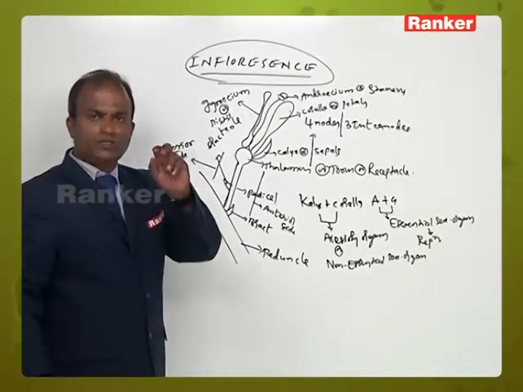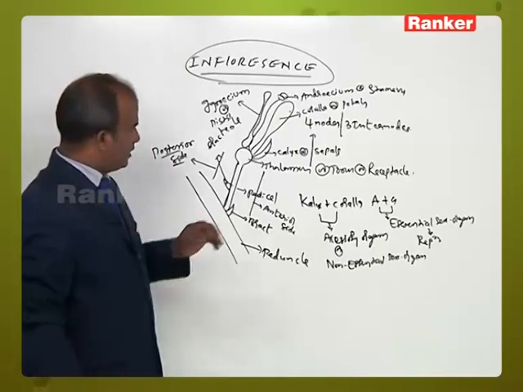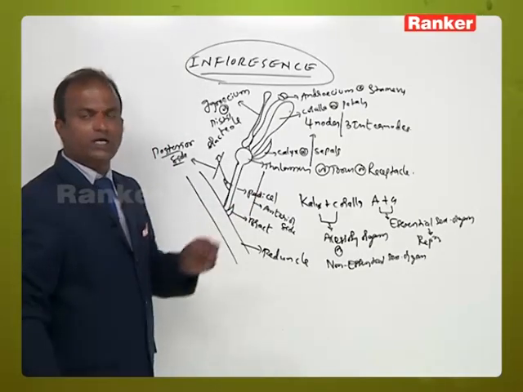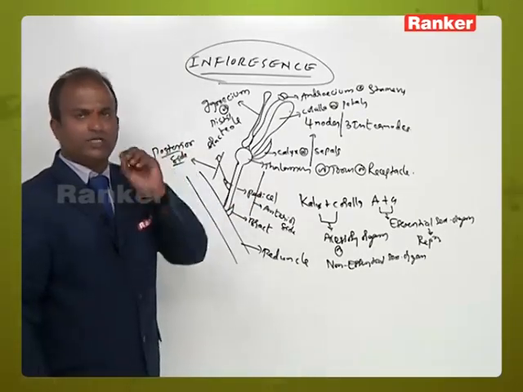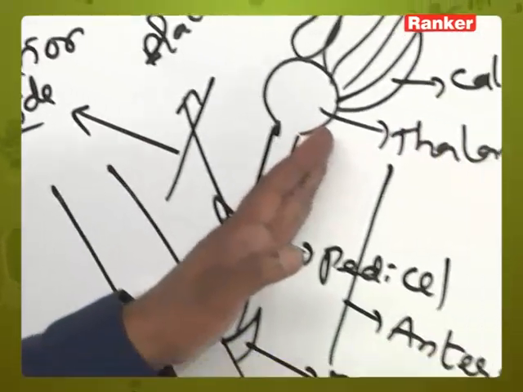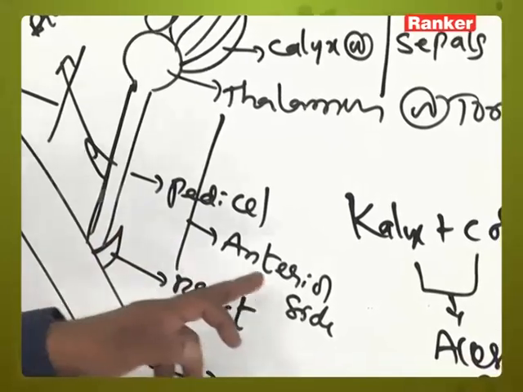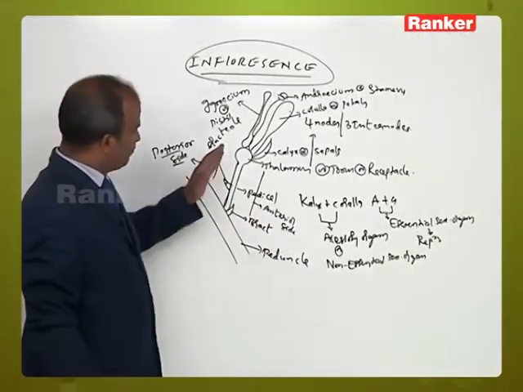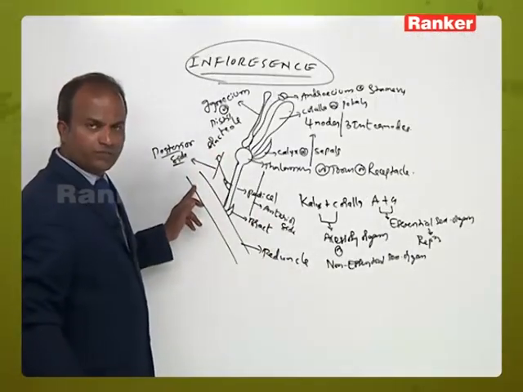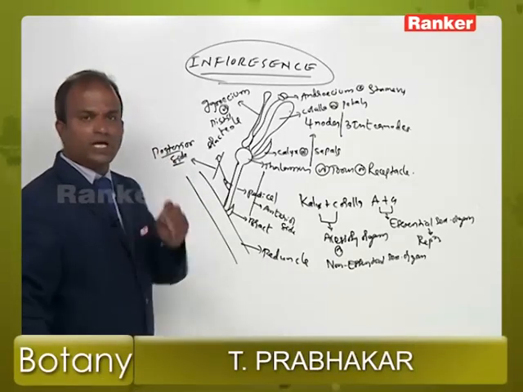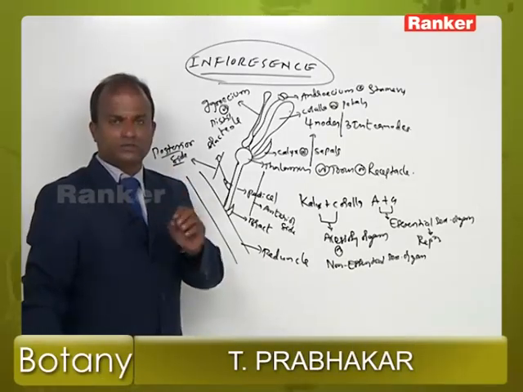That means the flower shows 2 sides. One is the anterior side, the side of the flower facing the bract. The side of the flower facing the peduncle itself is called the posterior side.